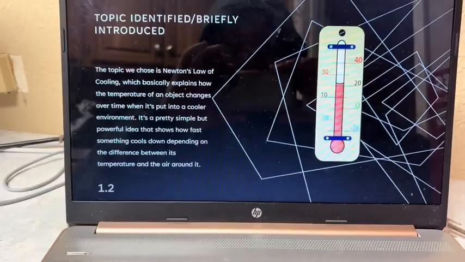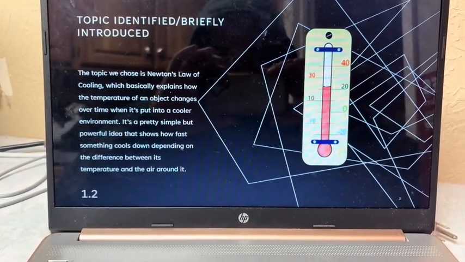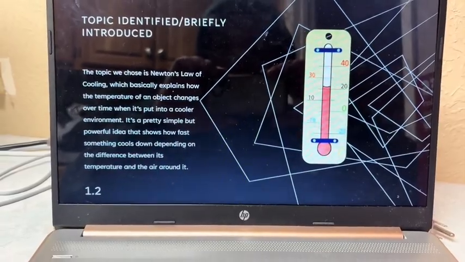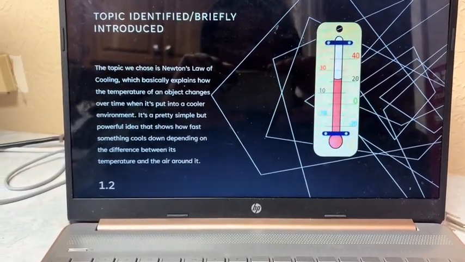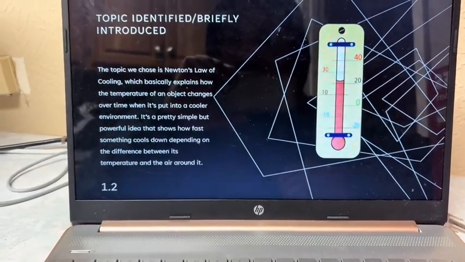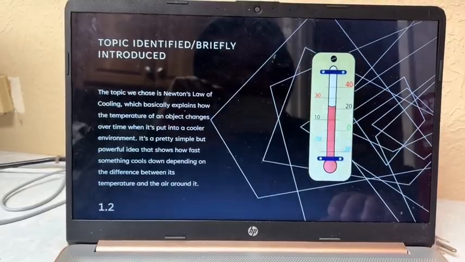The topic we chose is Newton's Law of Cooling, which basically explains how the temperature of an object changes over time when it's put into a cooler environment. It's a pretty simple but powerful idea that shows how fast something cools down depending on the difference between its temperature and the air around it.